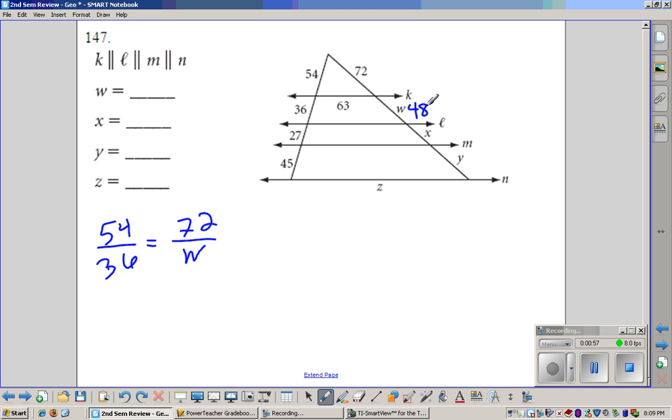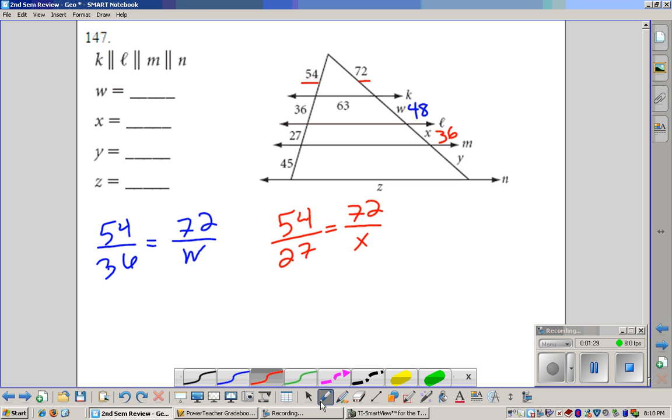So this is 48. Okay, now you can set up another proportion using that if you want. So I'm going to do 54. I'm going to show you a couple of different ways to do this. 54 is to 27, as 72 is to X. I'm going to use the original numbers, just to show you a different way. And this ends up being X is 36.